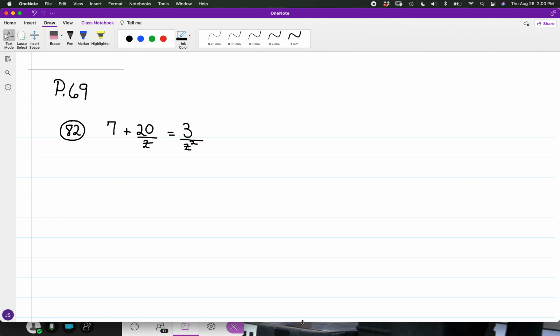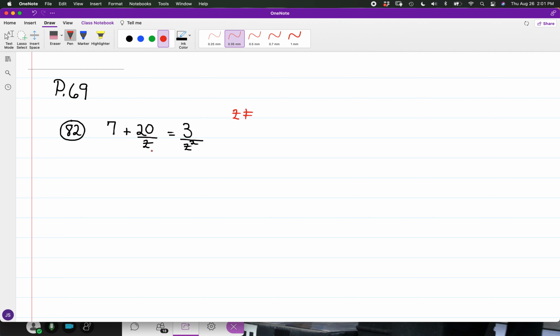From page 69, in number 82 we're looking at solving for the variable z, where we have 7 plus 20 over z is equal to 3 over z squared. Now, in this equation, z is located in the denominator position, and I'm trying to put z in direct terms. If you notice, z is placed as the denominator of these two fractions, and the restricted value of z is going to be 0.